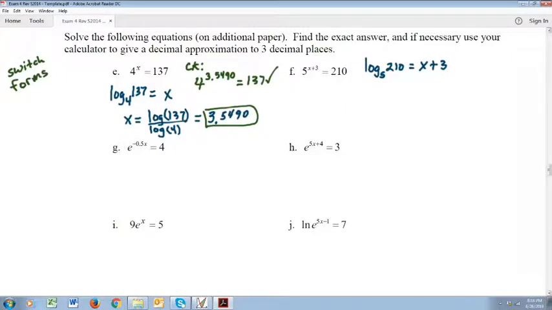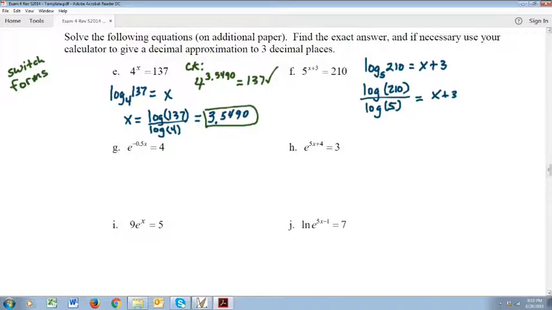So again, I've rewritten this in logarithmic form because I can't write 210 as a power of 5. And so this is similar to the last one. Let's go ahead and use the change of base formula here. So basically, we have the log of 210 over the log of 5. We're going to have to find that.